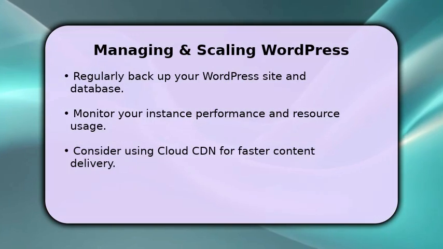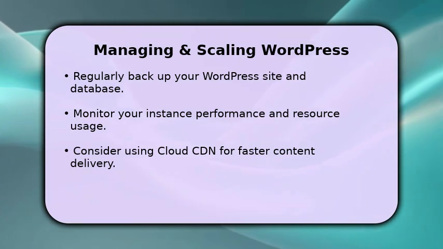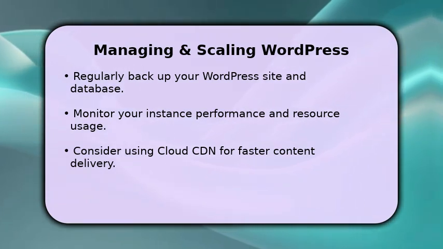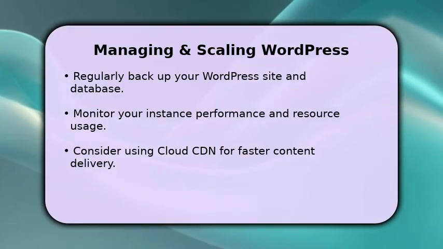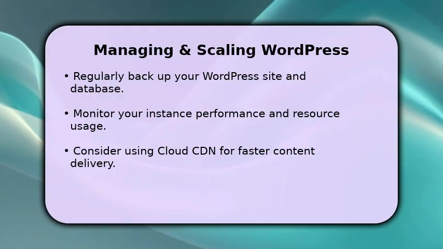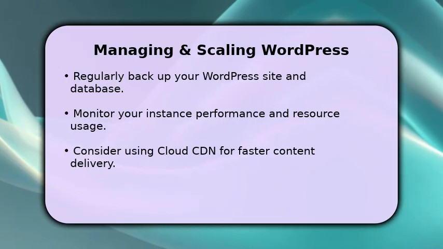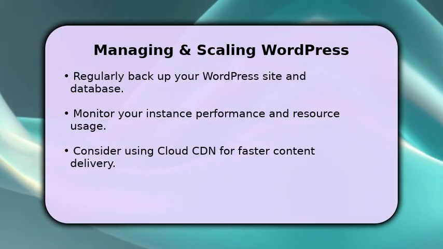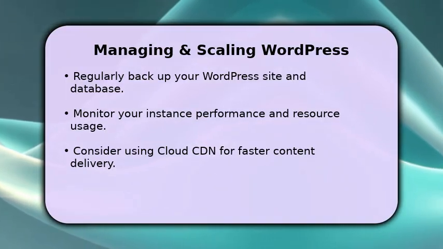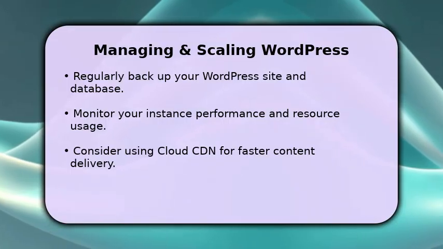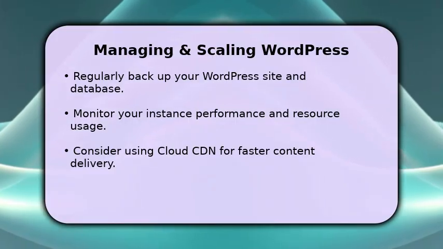To ensure your WordPress site runs smoothly, regular management is key. Always back up your WordPress files and database frequently to prevent data loss. Monitor your Google Cloud instance's performance and resource usage to identify any bottlenecks. For improved speed, consider integrating Google Cloud CDN to deliver content faster globally. If your traffic fluctuates, implement auto-scaling to automatically adjust your virtual machine resources, ensuring your site remains responsive during peak loads.